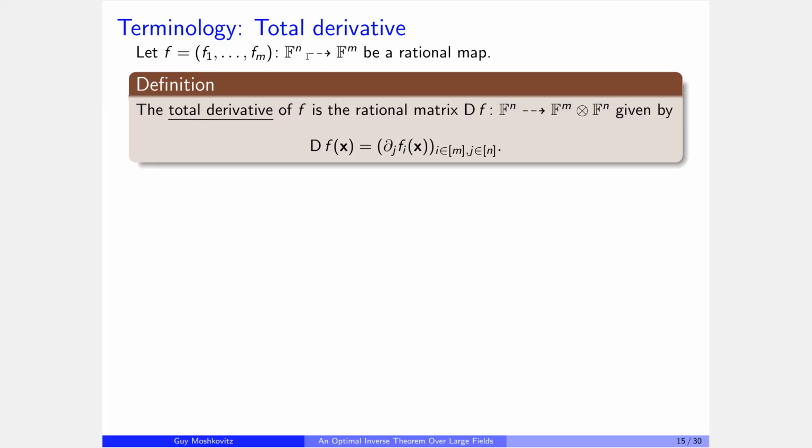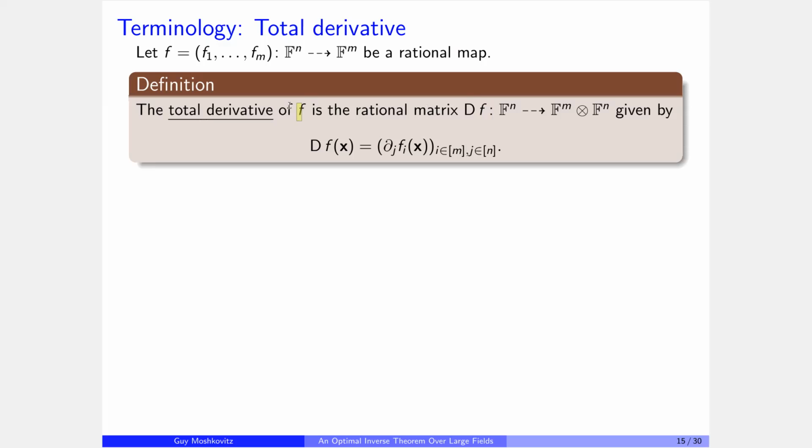So this is why I'm using this dotted line to remind us that a rational map is not literally a map, not literally a function. It might not be defined everywhere. Okay, so if I have a certain rational map F, just a tuple of rational functions, I can talk about its total derivative or its Jacobian. This is just the matrix of all partial derivatives of all functions.